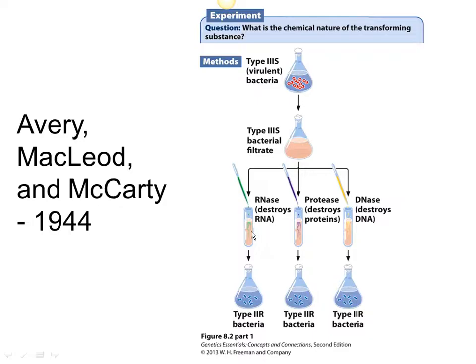So what they did was they split this filtrate into 3 test tubes, and they used an enzyme called RNase in one test tube, and that will destroy all the RNA in that tube, leaving the protein and the DNA behind. In this test tube, they used protease in the center, and that will destroy all the proteins in that tube. And in this tube, they used DNase, which destroys DNA. So they had these enzymes, and they were able to target in each test tube one biomolecule for destruction. Then they mixed what was left in that test tube into a flask of type R bacteria.